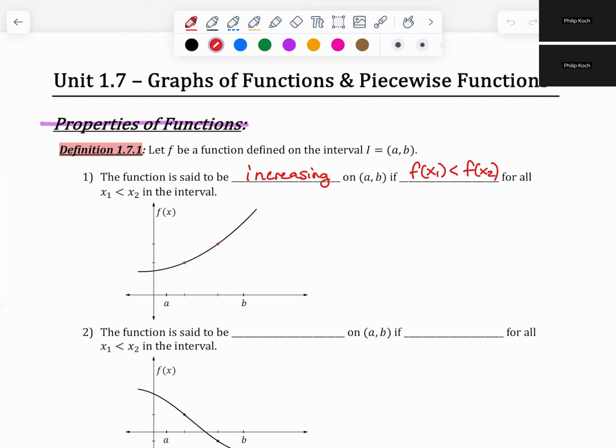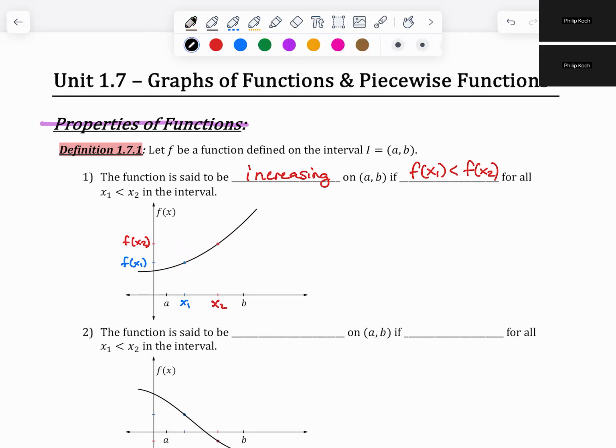Well, if we remember what f of x sub 1 is and what f of x sub 2 is, those are the y values, they're the function values associated with x sub 1 and x sub 2. So let's say this is x sub 1 here, and this is x sub 2, right? Then x sub 1 is less than x sub 2, two generic points that I can pick anywhere. And then the corresponding y values will be f of x sub 1 and f of x sub 2. And we see that the f of x sub 1 value is smaller. It's closer to 0 than f of x sub 2. So this is going up. This is increasing by definition.